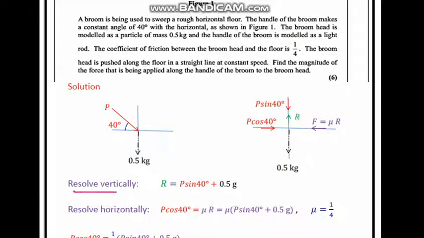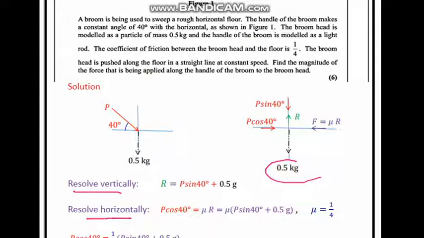Now we resolve them vertically. As you see, vertically P sin 40 downward and the weight of the body 0.5 g downward are in the opposite direction to R upward. So we can write R equals P sin 40 plus 0.5 g, this first equation.